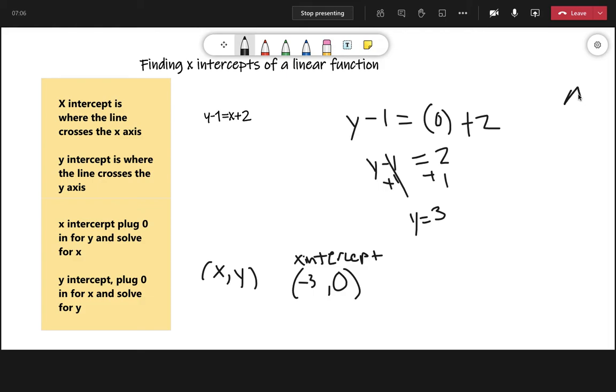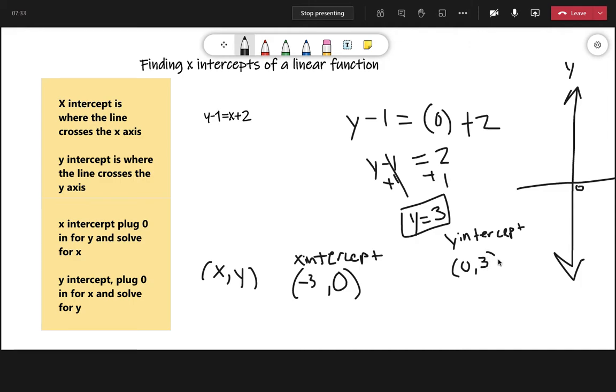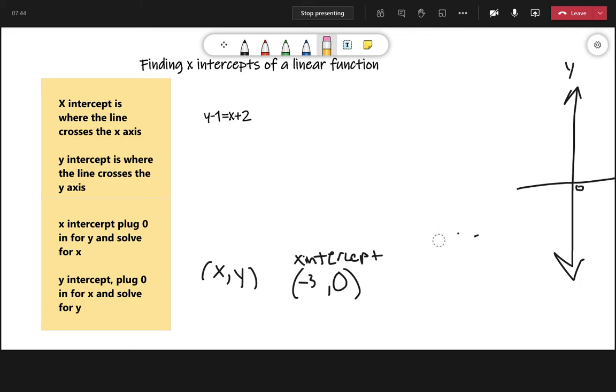Now remember, on a standard graph, on the y-axis, x is 0. So that is going to help us with our point. We're going to use the same thing for the y-intercept. Well, we plugged in 0 for x, so our x value is going to be 0, and our y value is the number that we solved for, or 3. So we have our x-intercept and our y-intercept. Let's do a few more examples, and then you guys can work on your worksheet for today.